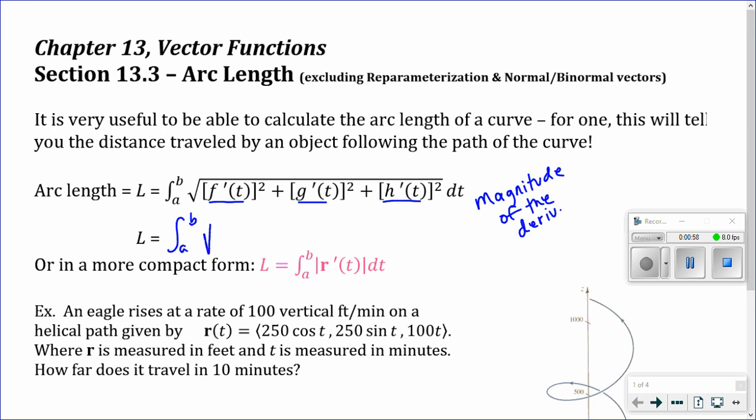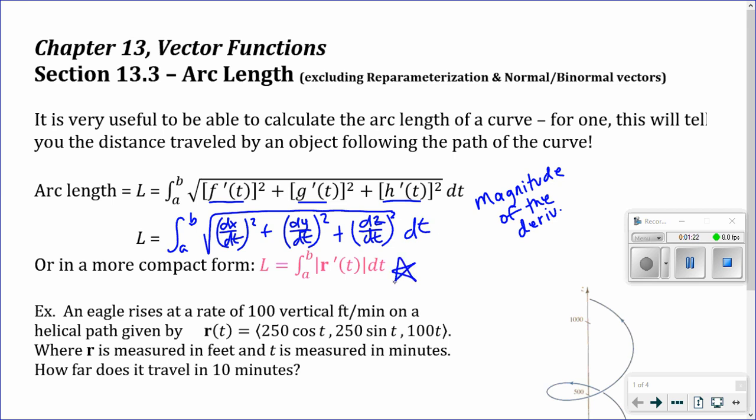You could do the square root, and instead of writing the derivative as f prime, you could put dx/dt squared plus dy/dt, the derivative with respect to t, your parameter there, squared, and dz/dt squared, and of course dt. And then what I said before is that this is like the simplified way of writing it. It is just the magnitude of the derivative. So notice that notation right here. The magnitude of the derivative, and there you go.